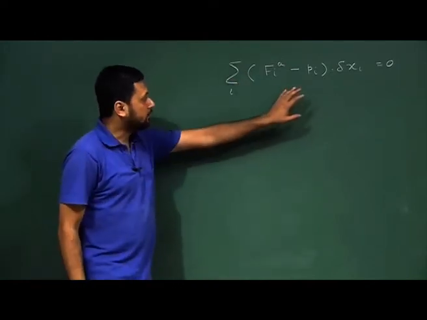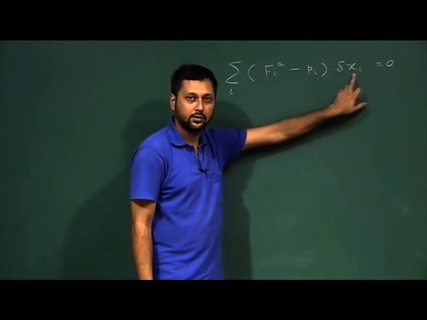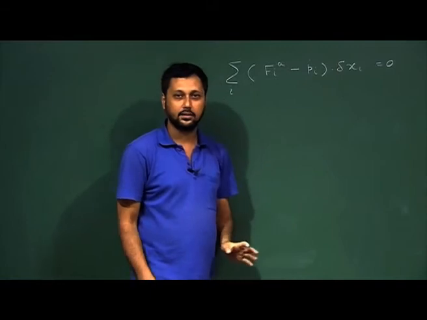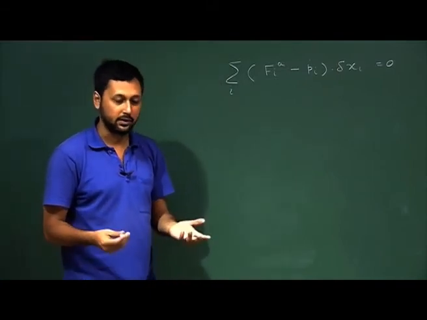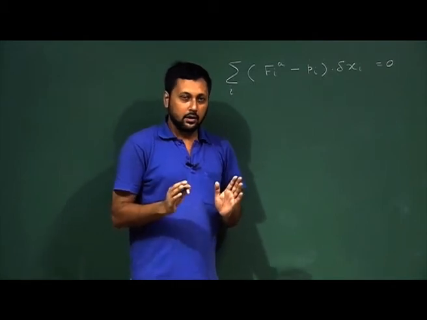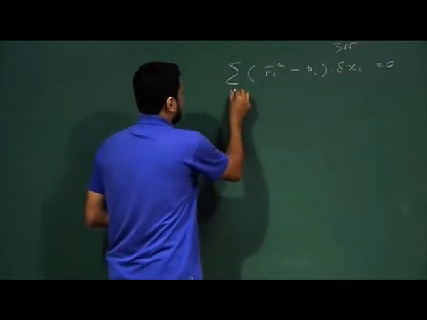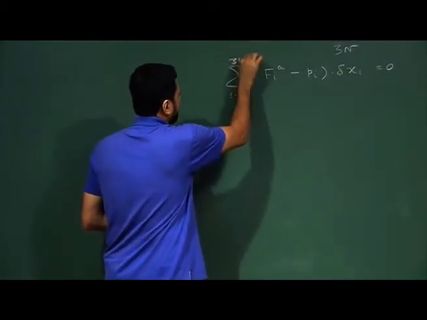Please remember that these x_i's are not generalized coordinates. These are the standard Cartesian coordinates, could be any of the standard coordinates, but there are a total of 3n of these. So, this summation goes from 1 to 3n, right.